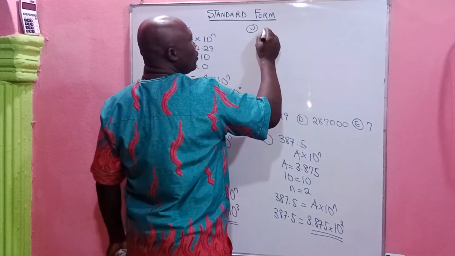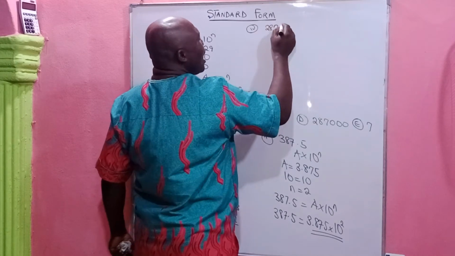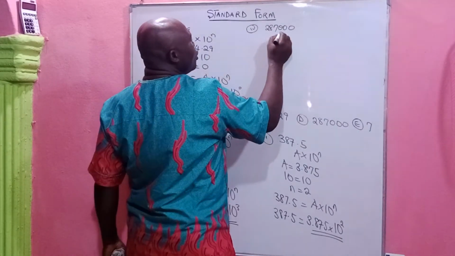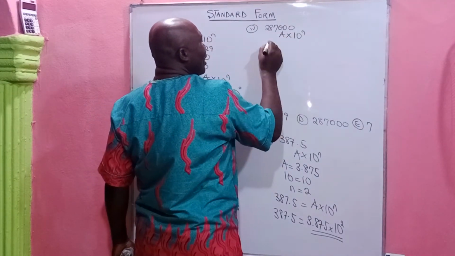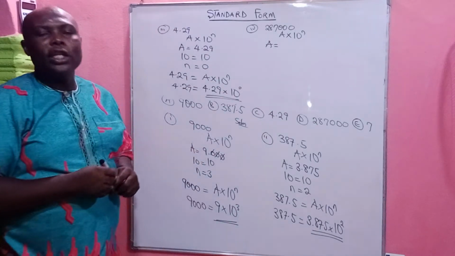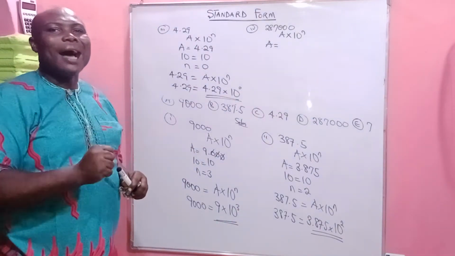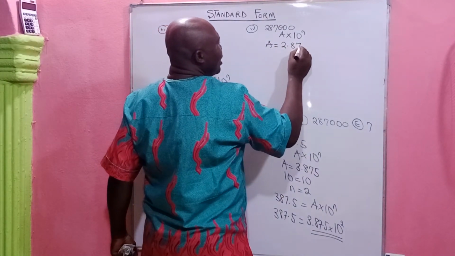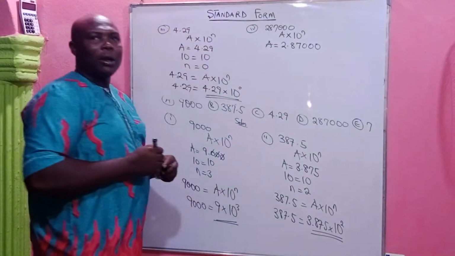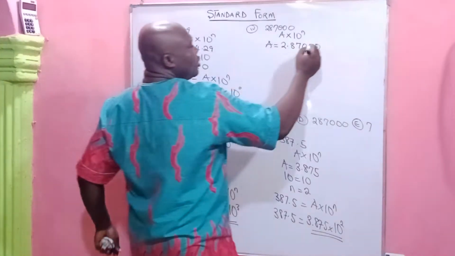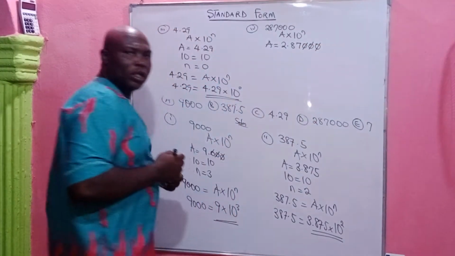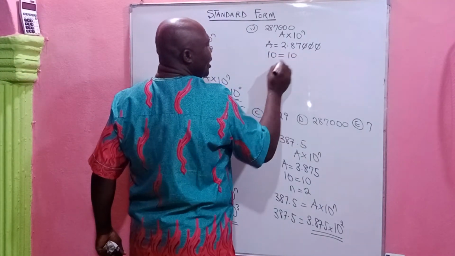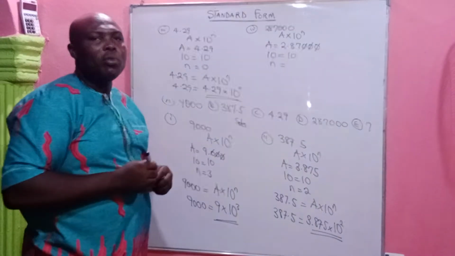So we want to express 287,000 into standard form, or the number in standard form. So we want to express to a times 10 raised to power n. Our a is to position the decimal point after the first significant figure. So that will be 2.87000. And of course, after the decimal point, zeros at the end are never useful again. So take note of that. Now 10 is a constant, which is 10. And n is the number of times we have moved the decimal point.